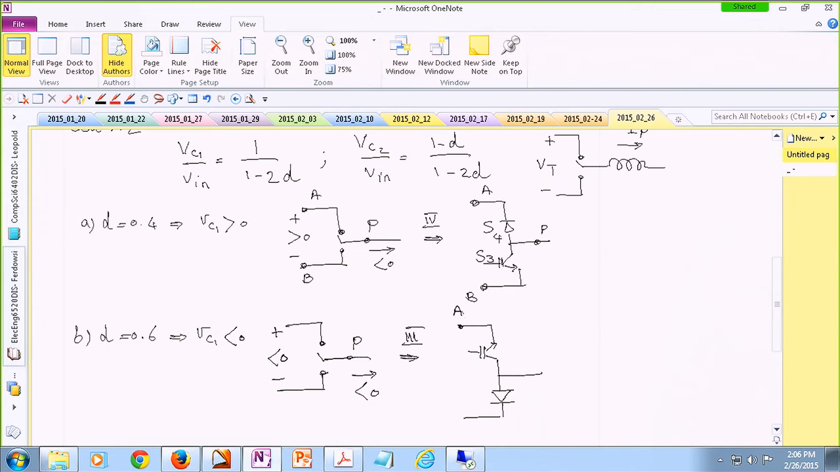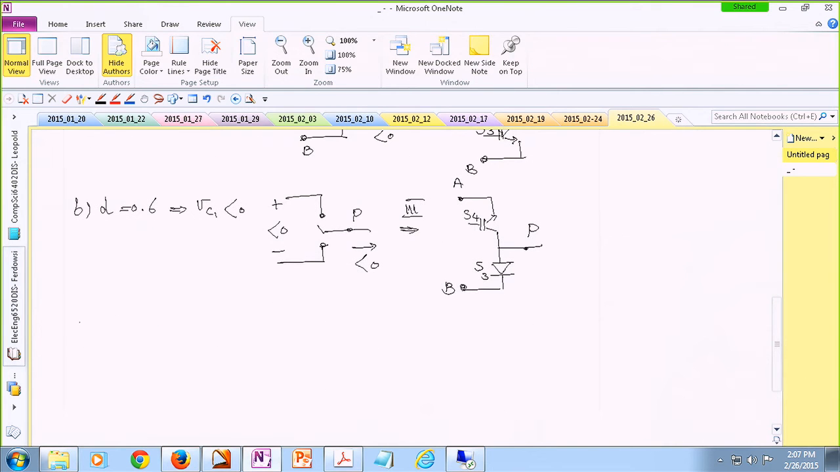So this is A, this is B, and this is P. So the current is negative. S3 is here, S4 here. Now S4 turns out to be an active switch, so all we have to remember is when you're simulating it or when you're building this, make sure that whatever command you applied to S3 is inverted and then supplied to S4, because you can't really directly command anything to S3 because it's a diode.